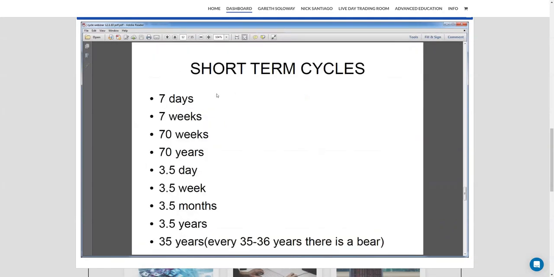Change. Yeah. So short-term cycles, you always want to watch 7 days, right? We know that's a week. 7 weeks, 70 weeks, 70 years. Okay, 70 months would be important. All these 3.5s, and again, they're very important.